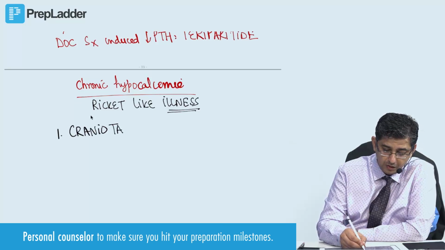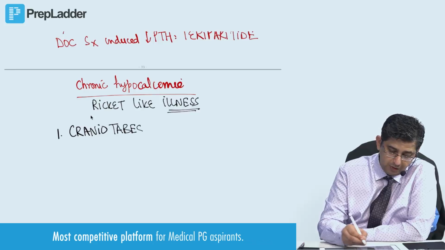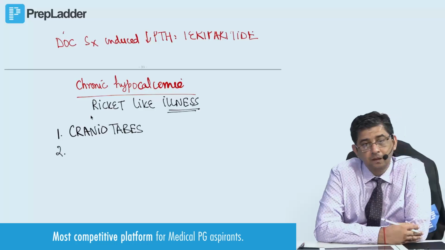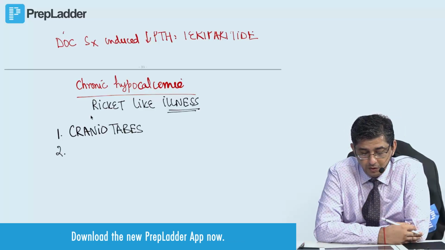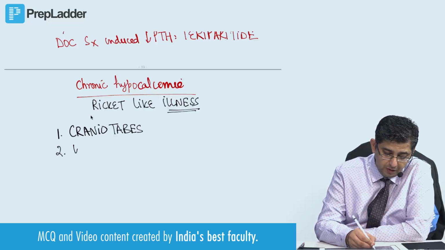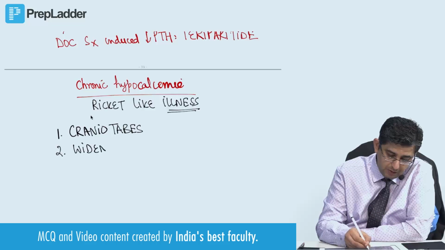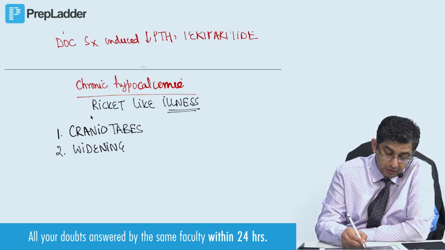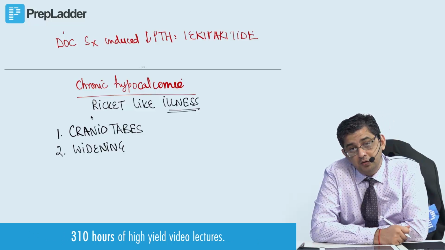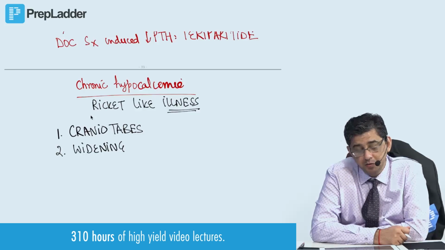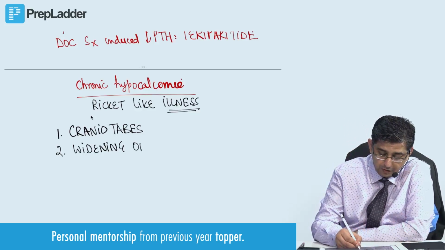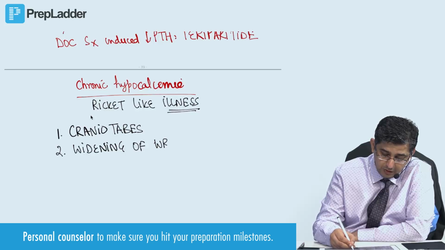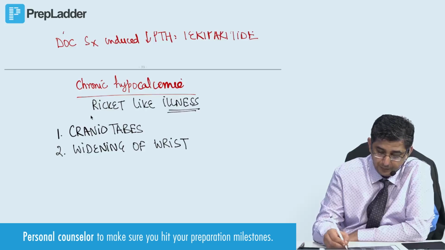Craniotabes would imply that the skull of the patient will be very soft and can be easily deformable. The second feature, usually seen after 6 months, is widening of the wrist joint of the patient. Because of the soft bones, because the distal end of the radius has insufficient calcium deposition, or because of pressure, there would be widening of the wrist joint; the distal end of the radius is splayed.